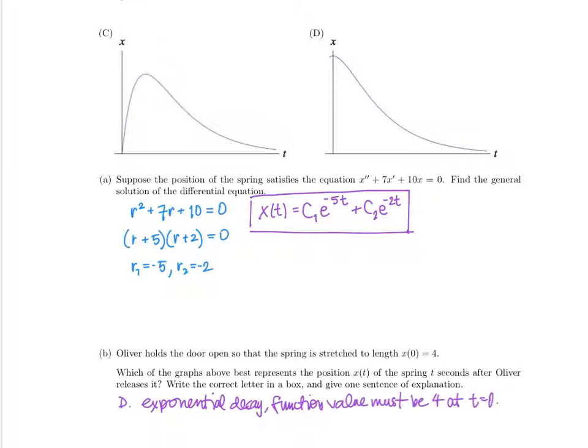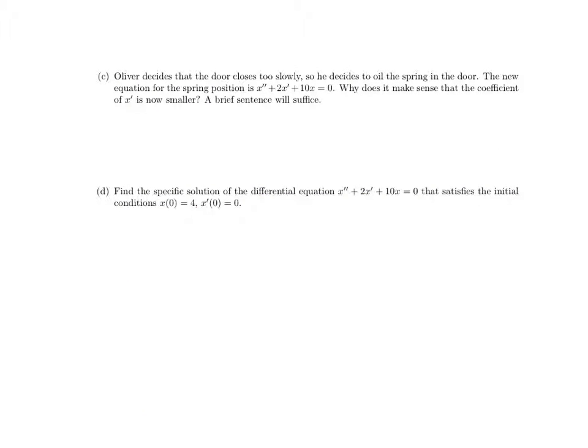Woohoo! Moving right along. Okay, well, Oliver is super picky. He decides that the door closes way too slowly, and he decides to oil the spring in the door, and the new equation for the spring position is the following. We're told that, okay, it's x double prime plus 2x prime plus 10x. Note that the spring constant itself has stayed the same, that 10. But unfortunately, the coefficient now on x prime is different.